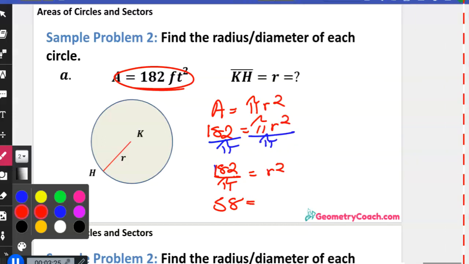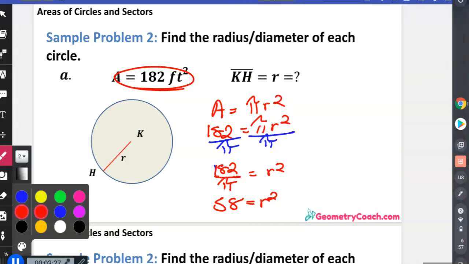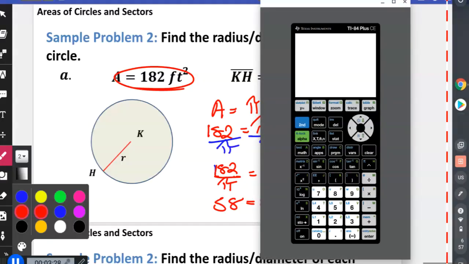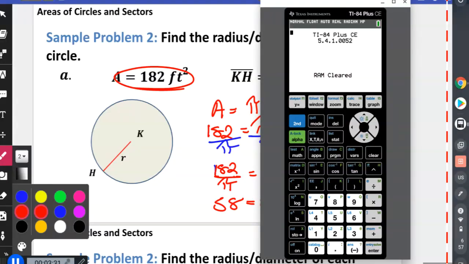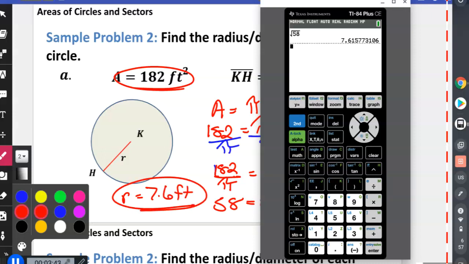So 58 equals r squared. So r is going to be the square root of that. So square root of 58. So our radius is going to be about 7.6 feet. Aha, there's pi above the divide sign. Okay.